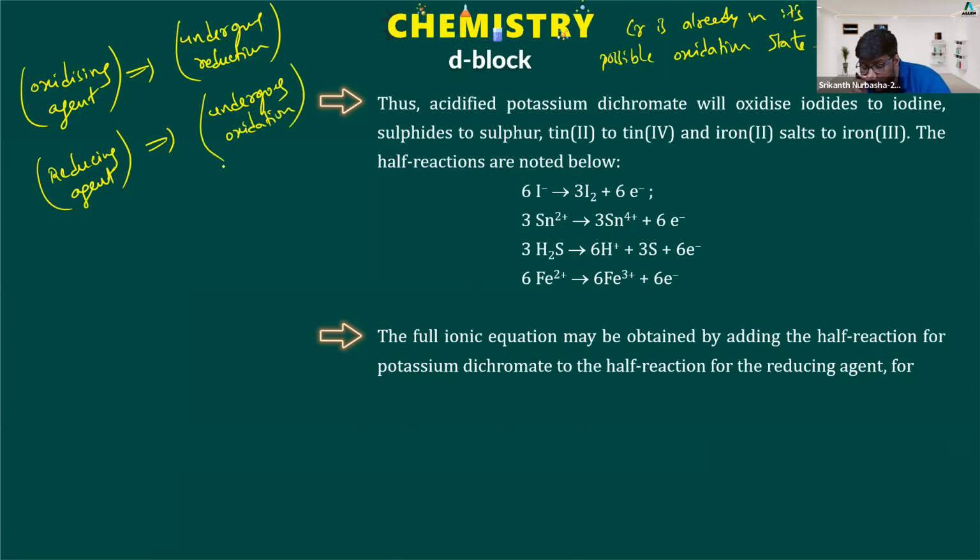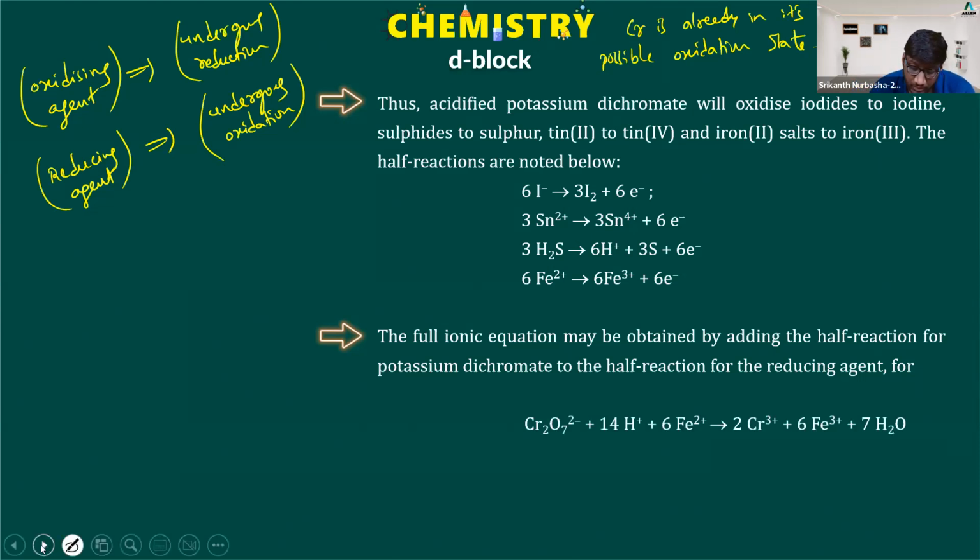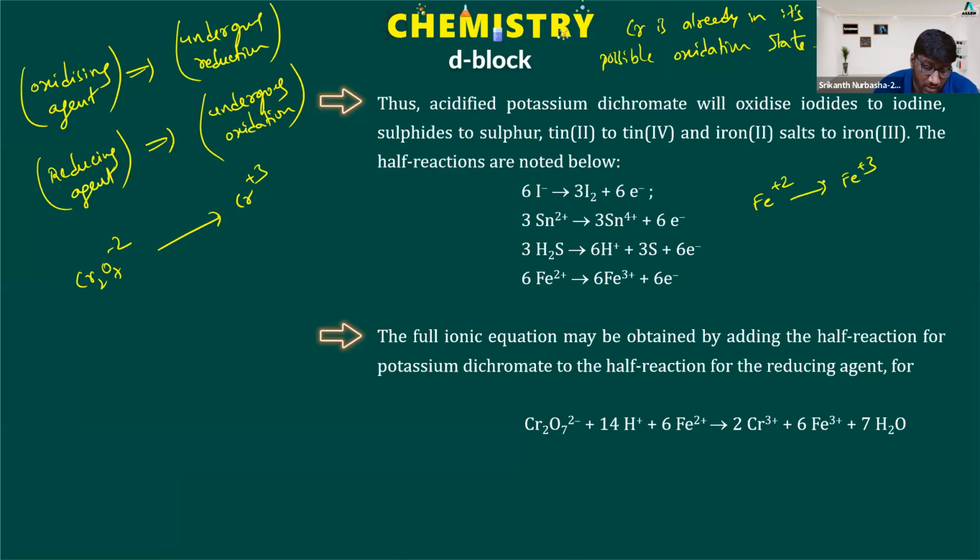Now try to balance one of the equations. Cr2O7 2- is converting into Cr3+. This is one equation. And the other equation is Fe2+ converting into Fe3+. These are two half reactions. The oxidation state of chromium in Cr2O7 2- is +6. The oxidation state of chromium in Cr3+ is +3.